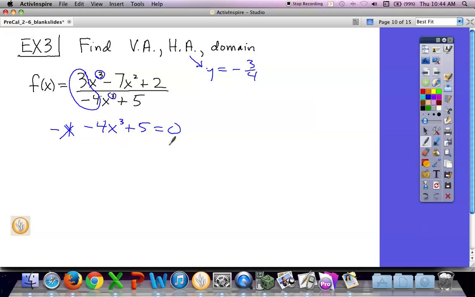I'm going to add 4x to the third to this side so that everything's positive. 4x to the third equals 5. Okay, divide by 4. No, it would not be negative 5, because if I add this to this side, that becomes positive, right? Now they're both positive. Or if you subtract 5, 5 becomes negative, then you multiply by negative 1. Okay, now what? Divide by 4. And so x equals the third root of 5 over 4.